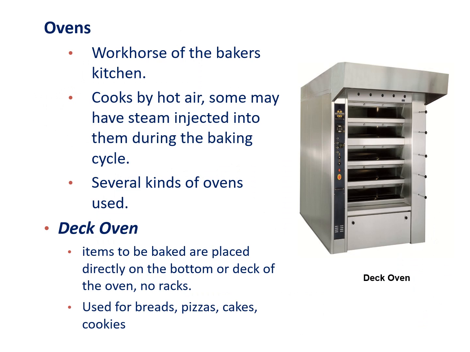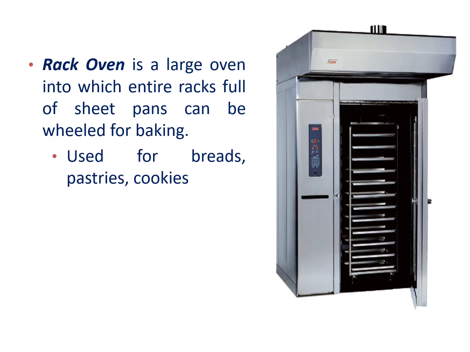Next is the deck oven. In the deck oven we have n number of decks. Each deck can be used for different products, like pizzas, cakes and cookies. All these things can be done at a time by keeping them in different decks. Next is the rack oven. Here we have trolleys. In the trolleys the trays are attached. The samples are kept in the trays and baked.